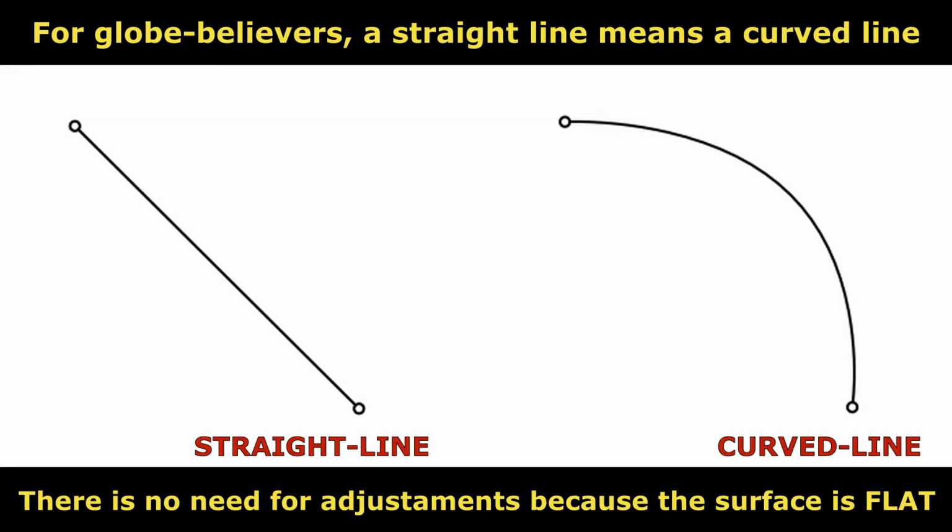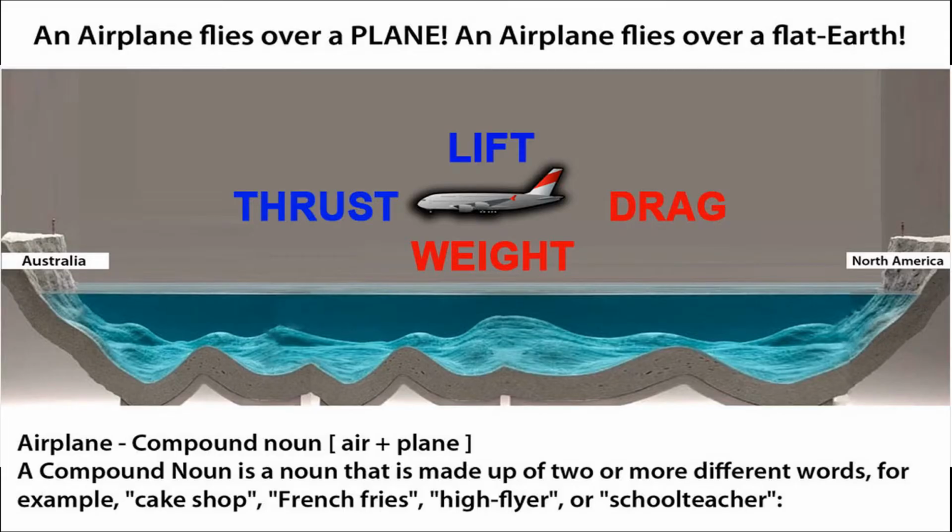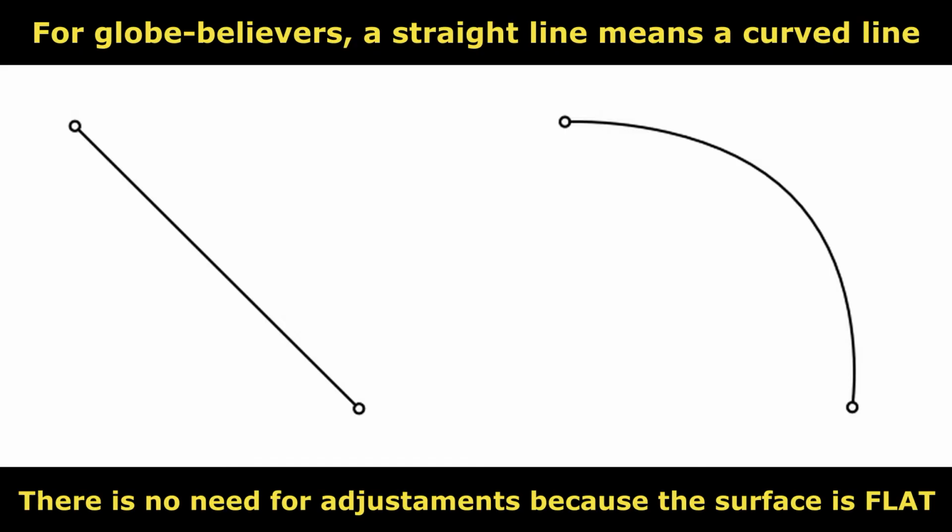For globe believers, a straight line means a curved line. I don't know what part of a straight line don't they understand, because on the left side you see a straight line. But for globe believers, when an airplane is flying a straight line, it's curving down. So I don't understand what part of a straight line they don't get it. There's no need for adjustments because the surface of the Earth is flat. An airplane is designed to fly over a flat surface. That's why it's called an airplane. It flies straight and level over a flat surface. But those guys don't get it. They think that flying straight is curving down.